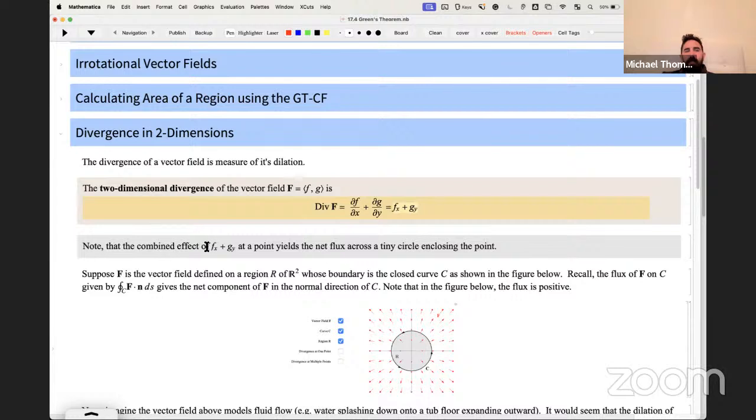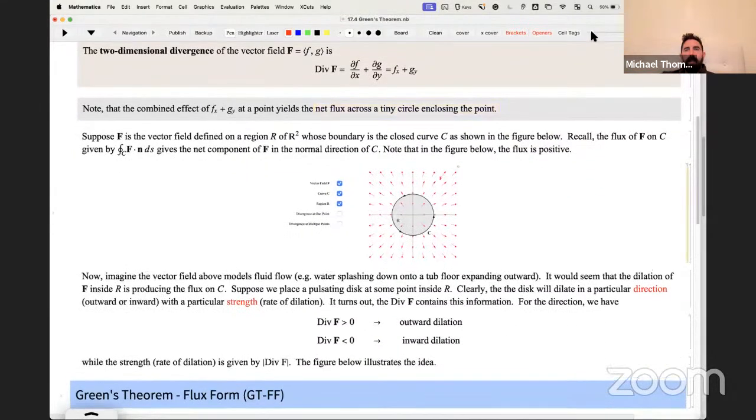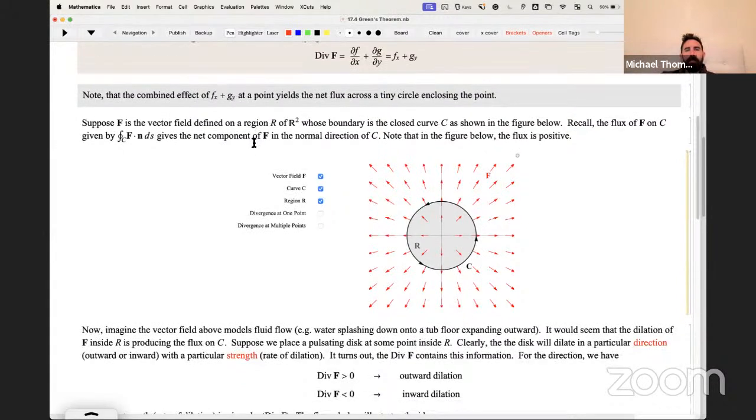So what is this? Well, it turns out this combined effect of adding fx and gy at a point gives us the net flux across a tiny little circle enclosing a point in the vector field. Okay, so here's the big idea, and we'll use a similar vector field to the one we looked at above, only this one will be radial.